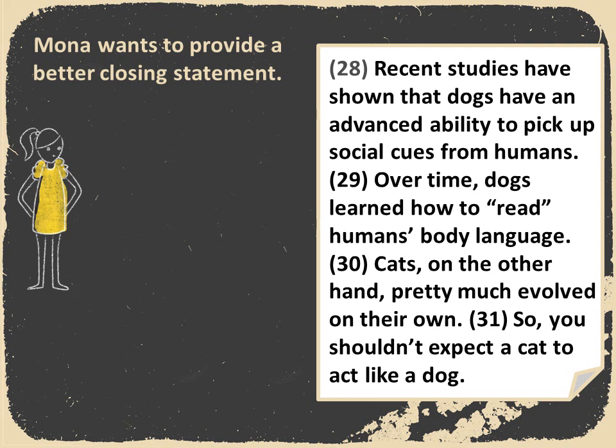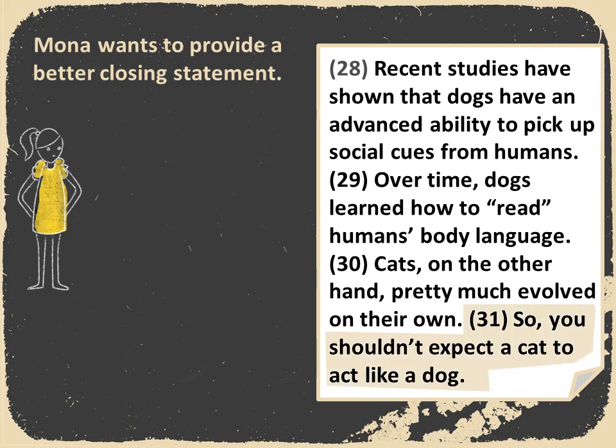Toward the end of the essay, Mona makes a comparison between being a dog owner and being a cat owner. She ends by returning to her first idea about cats being independent and selective about how they respond. She says, recent studies have shown that dogs have an advanced ability to pick up social cues from humans. Over time, dogs learn how to read humans' body language. Cats, on the other hand, pretty much evolved on their own. So you shouldn't expect a cat to act like a dog.